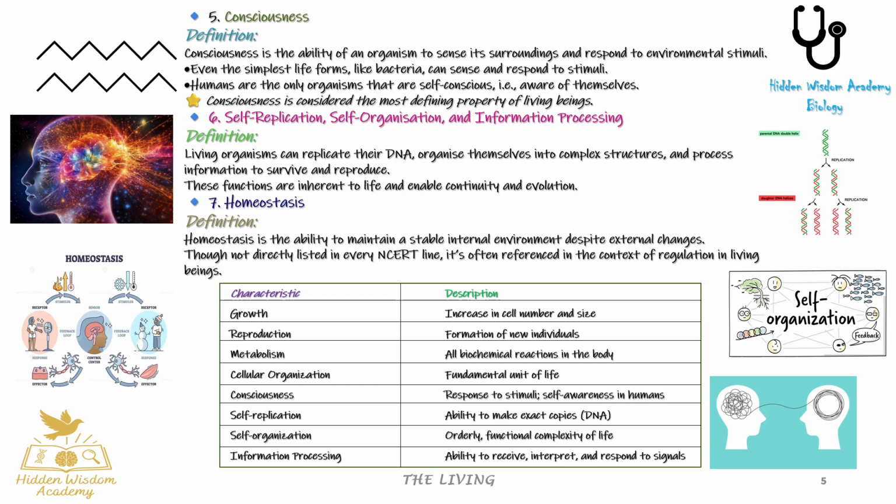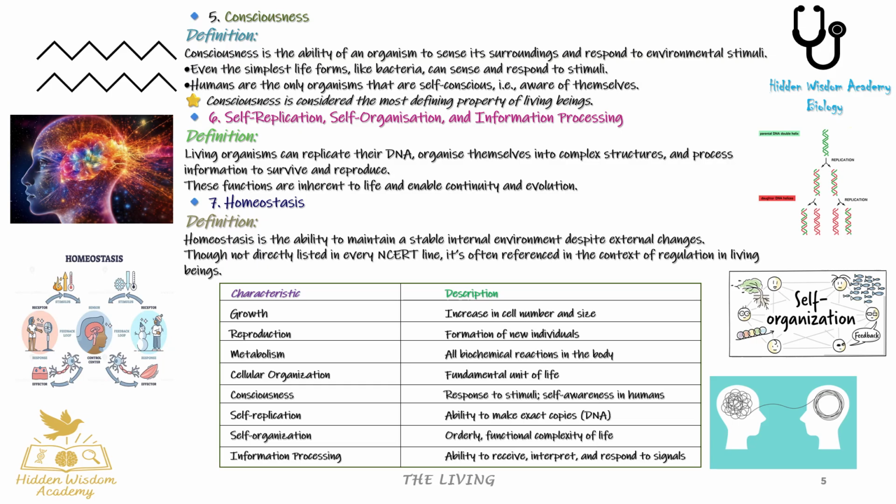6. Self-replication, self-organization, and information processing. Definition: living organisms can replicate their DNA, organize themselves into complex structures, and process information to survive and reproduce. These functions are inherent to life and enable continuity and evolution. 7. Homeostasis. Definition: homeostasis is the ability to maintain a stable internal environment despite external changes. Though not directly listed in every NCERT line, it's often referenced in the context of regulation in living beings.